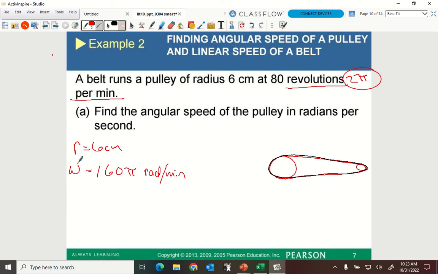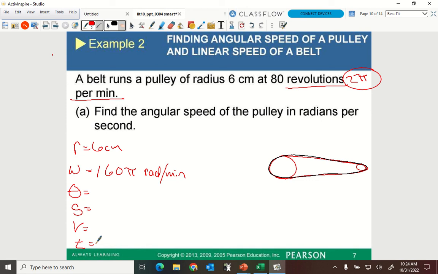So let's go ahead and list all my variables. I have R, W, I need theta, right? What else do I need? S, V, anything else? T. That's going to be all of them. Like I said, start these out by listing everything you have, and now go back and look at what you could solve for.